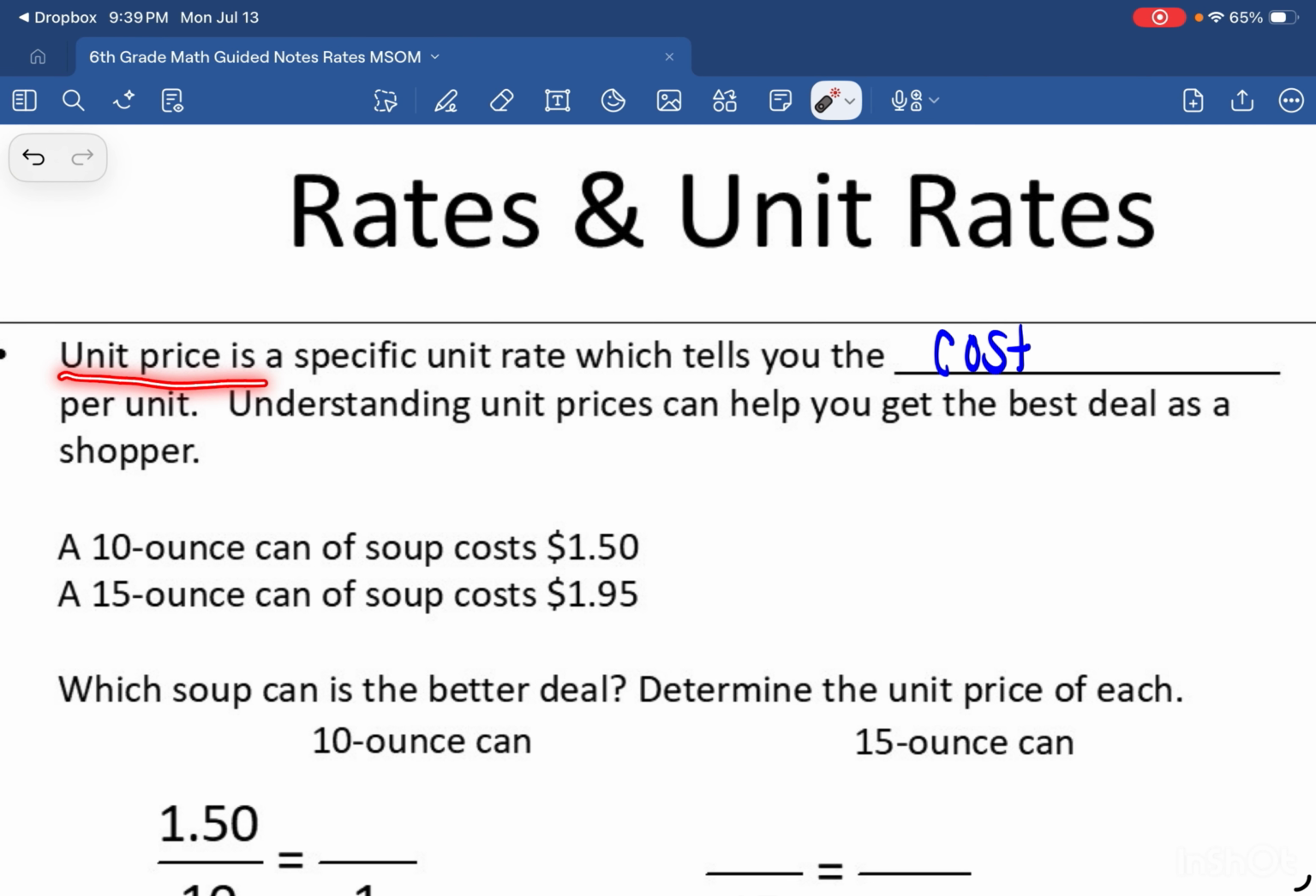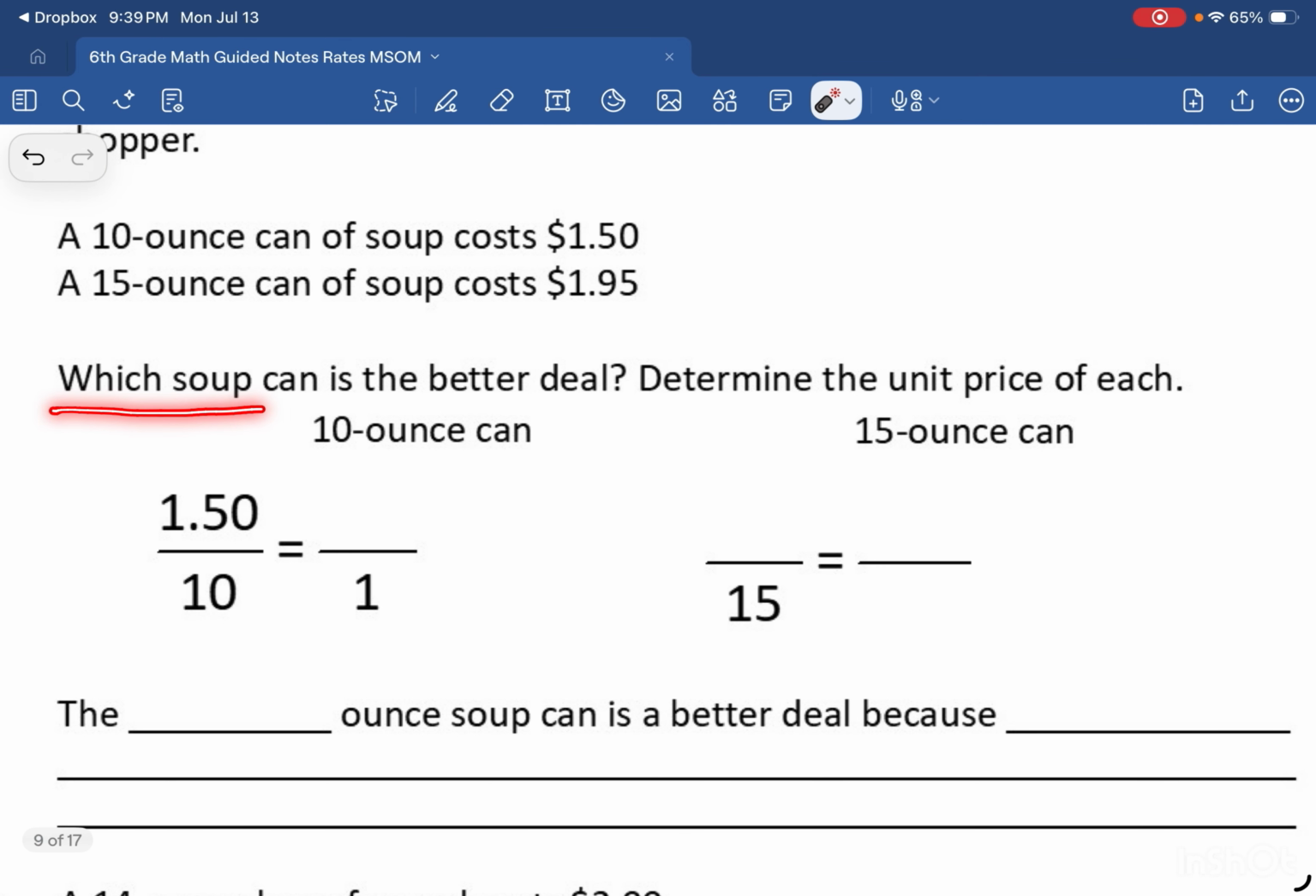Unit price is a specific unit rate which tells you the cost per unit. Understanding unit prices can help you get the best deal as a shopper. A 10-ounce can of soup costs $1.50. A 15-ounce can of soup costs $1.95. Which soup can is the better deal? So we want to figure out how much each one costs per ounce. Then we can compare which one is the better deal. So we are going to determine the unit price of each.